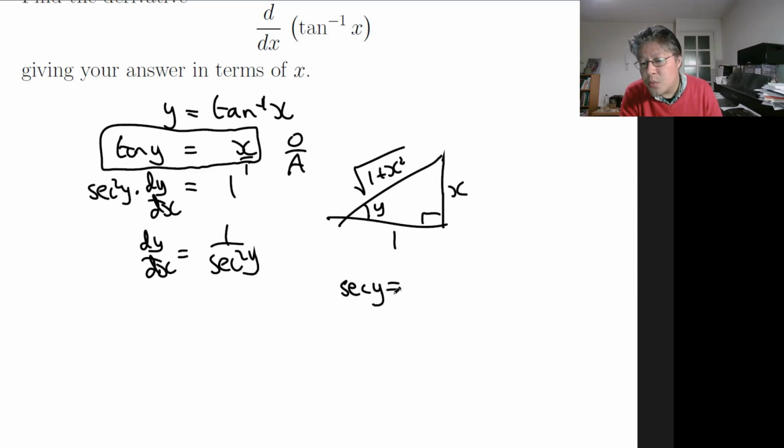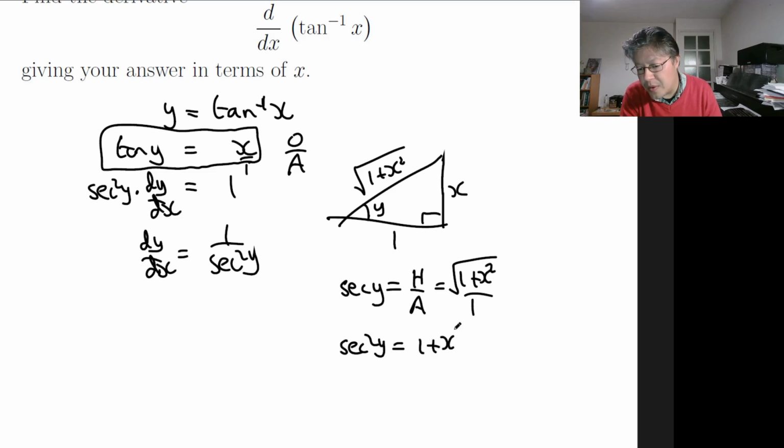Now sec is 1 over cos, and cos is adjacent over hypotenuse, so sec will be hypotenuse over adjacent. That will be the square root of 1 plus x squared, over 1. And therefore sec squared y will be this thing squared, which is 1 plus x squared over 1, but over 1 we can just ignore. That's 1 plus x squared.